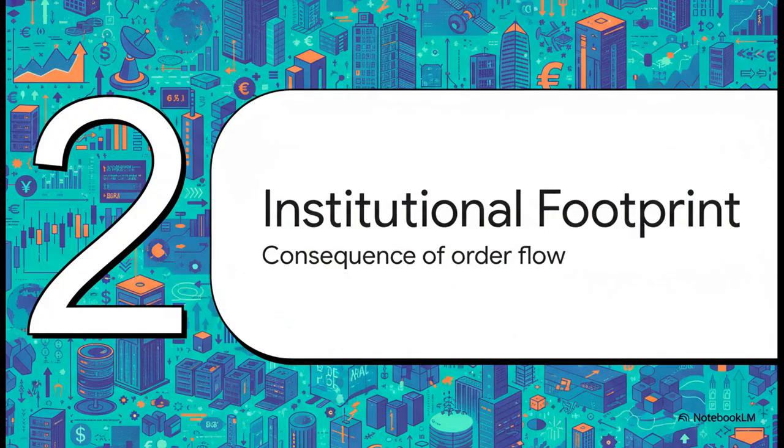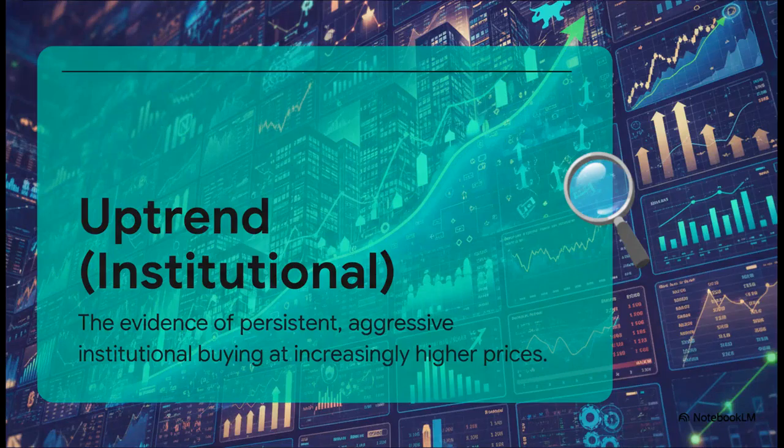So let's shift our perspective. We will now learn to read trends not as simple chart patterns, but as the direct consequence of large-scale institutional order flow. They are footprints in the sand. So, what is an uptrend? It is not just price going up. An uptrend is the visual evidence of persistent, aggressive institutional buying. It means that large players are willing to absorb sellers and continue to transact at increasingly higher prices. It's a deliberate campaign, not a random walk.